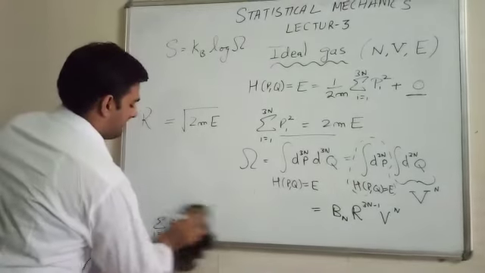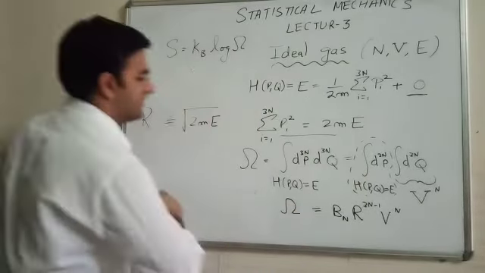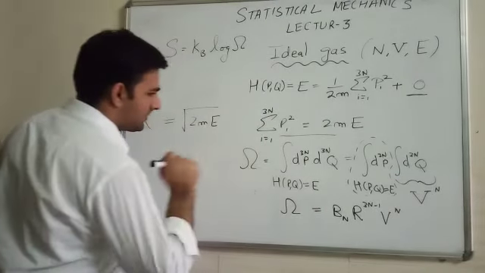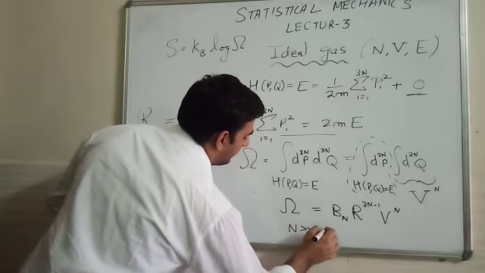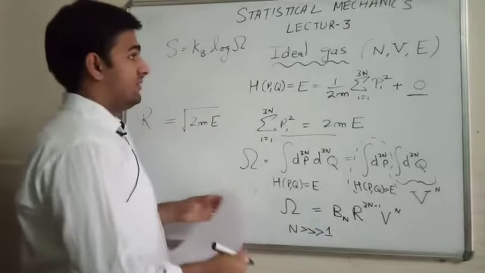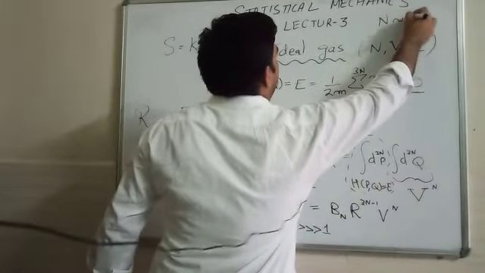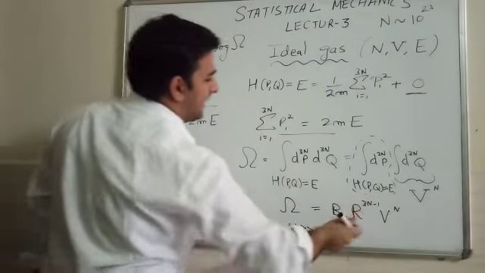So this is omega, which comes out to be this. Now we know the radius is this, and I also make an approximation that n is very, very much larger than 1. Because there are lots of molecules, n is of the order of 10 to the 23, so we can make this approximation and just remove this one.